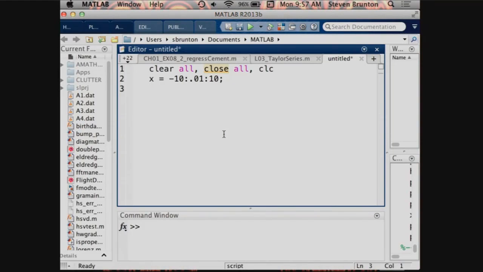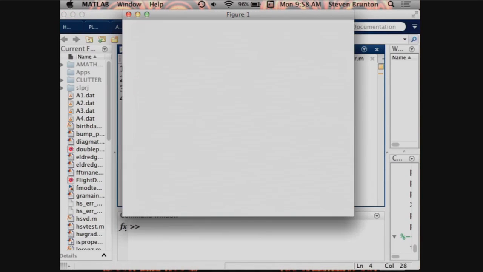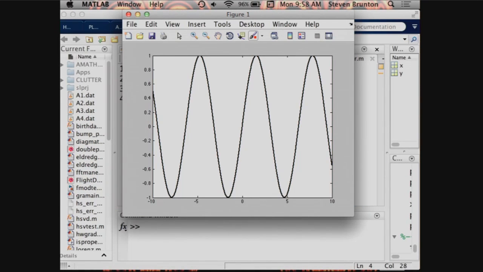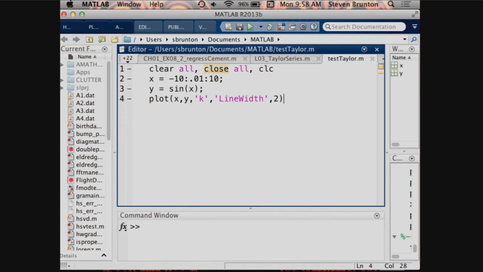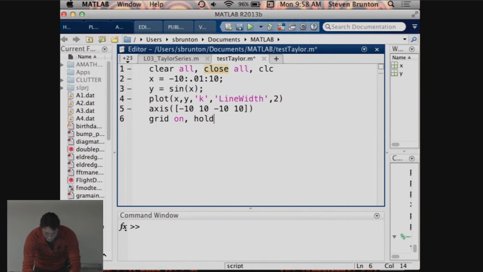Okay, and the first thing I'm going to do is just plot my sine function. Okay, so I'm going to plot x by y in black, and I want it to be big, so I'm going to make it line width 2. Let's call this test Taylor. Okay, there's my sine wave. Okay, so now we're going to try our different Taylor series approximations to this. Okay, I'm going to make an axis which goes from minus 10 to 10 in x and minus 10 to 10 in y. And I'm going to turn a grid on, and I'm going to hold on.